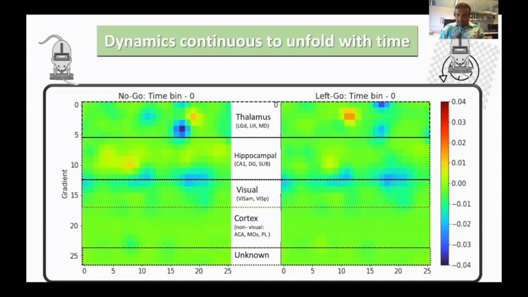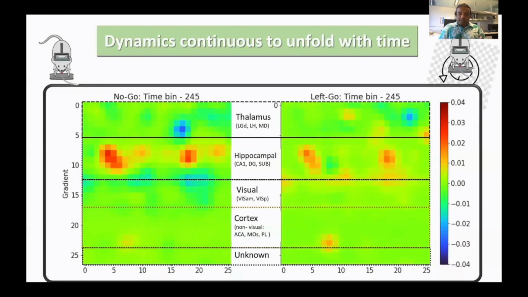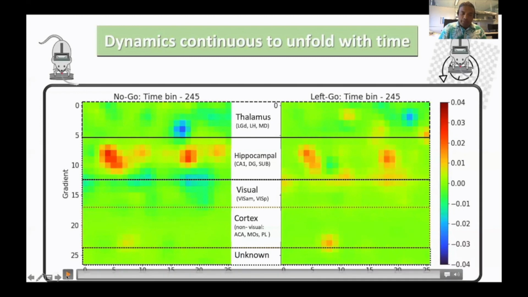Let's look closer at the principal functional connectivity gradient as a function of time. Here we have plotted every 50 millisecond time bin for all the trials for the no-go and for the left-go. No-go means when the mouse doesn't move the wheel, and left-go means when the mouse moves the wheel. And in the no-go trial, you see these different blocks. The top blocks represent the thalamus and its specific nuclei, and all other blocks represent different cortical areas, for example, specific areas in hippocampus, visual cortex, and non-visual areas. And now I will play the movie, so you will see how different areas in the thalamus and in the cortex come into play during the no-go and left-go task.